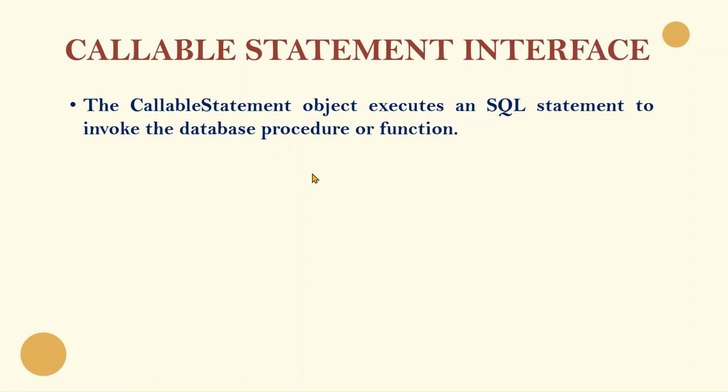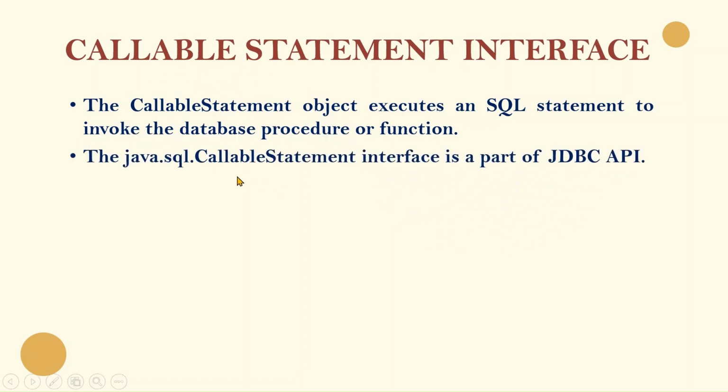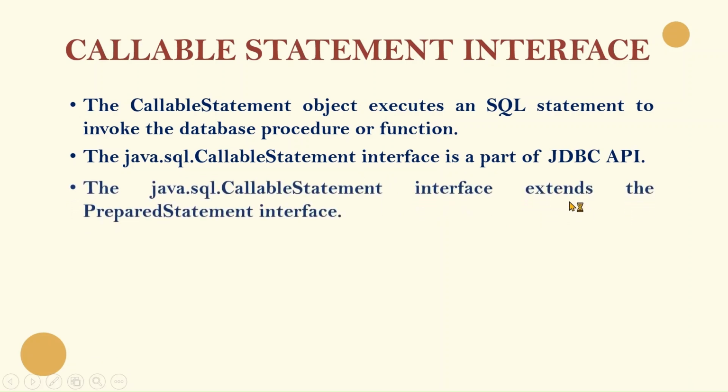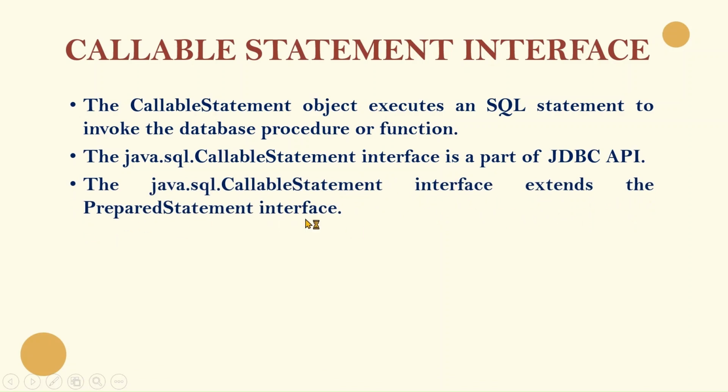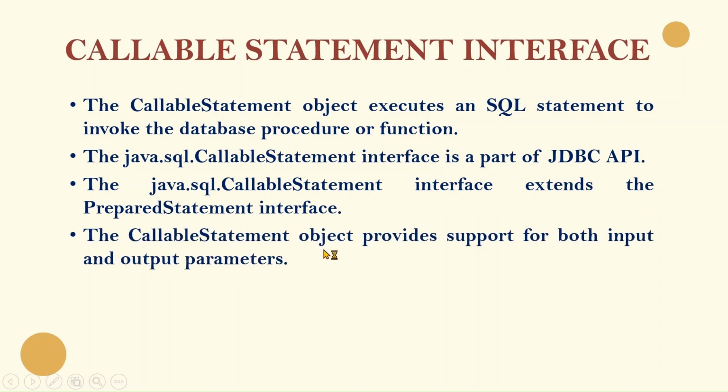So we require a statement to call it. Here the callable statement in Java is going to call the stored procedure. The purpose of callable statement is to call stored procedures. Now the callable statement is available in the java.sql package, and it is an interface and a part of the JDBC API. The callable statement interface extends the prepared statement interface. So prepared statement is a super interface, callable statement is a sub-interface, and both are available in the java.sql package. The callable statement object provides support for both input and output parameters. So we can access the input as well as work with the output parameters when we go for the callable statement.